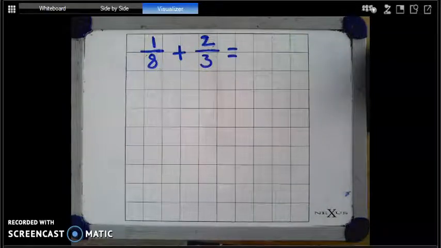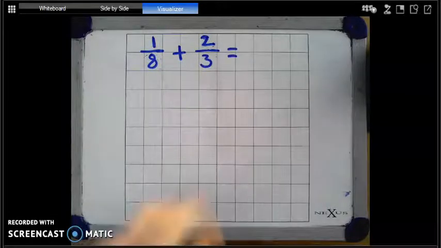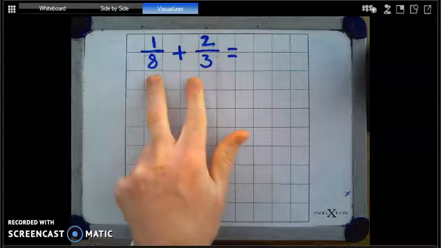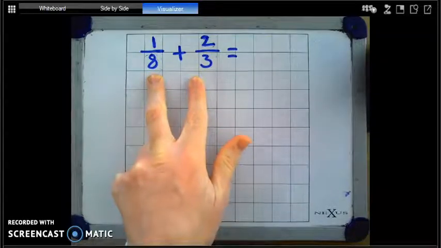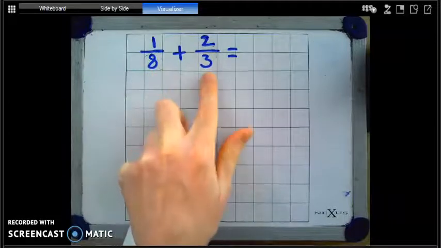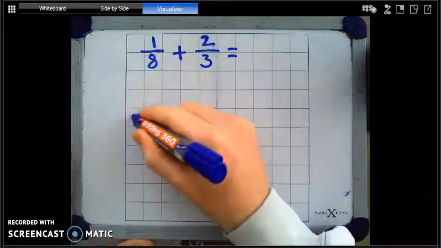In this calculation we have 1/8 plus 2/3. Let's remember step 1. Find the common denominator. We can do that by multiplying these two denominators together. 8 times 3 is 24.